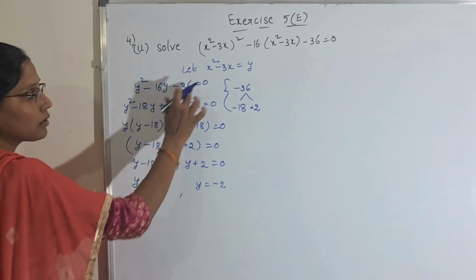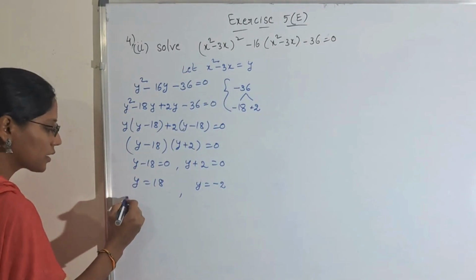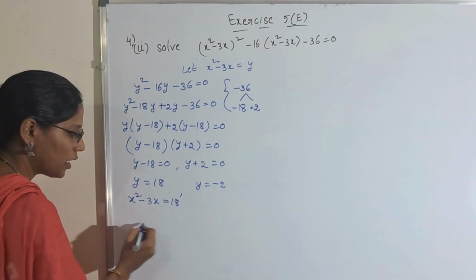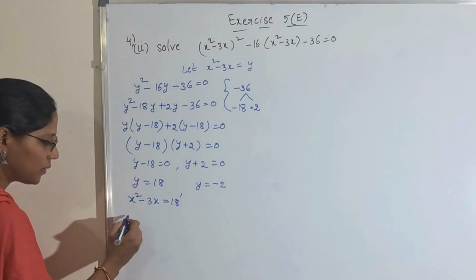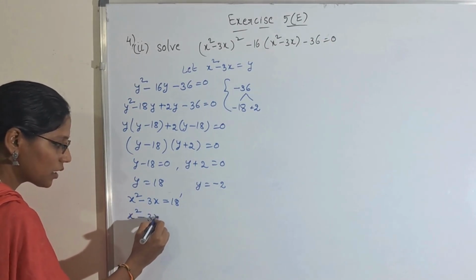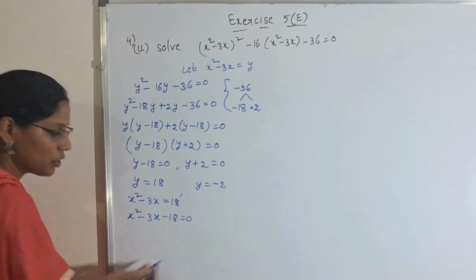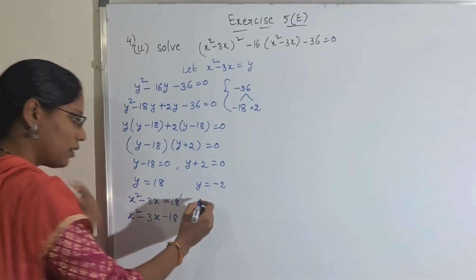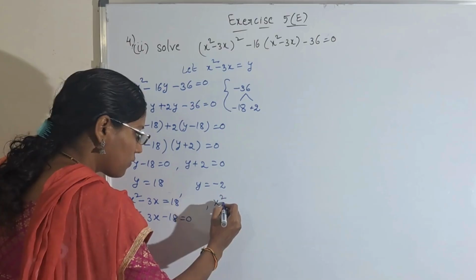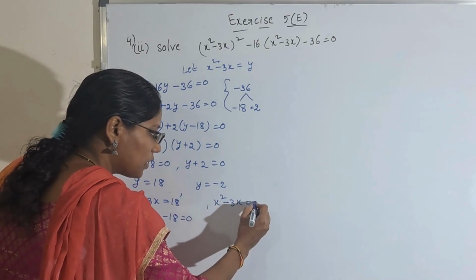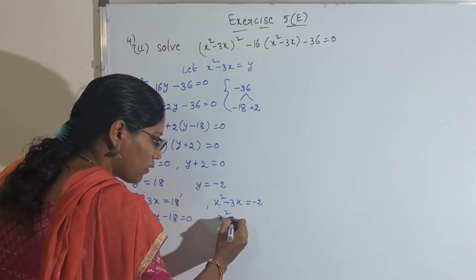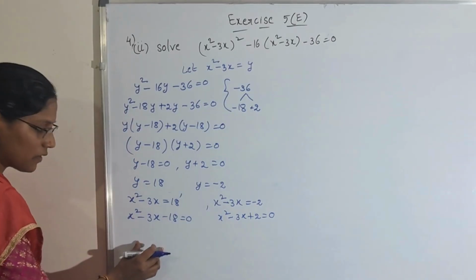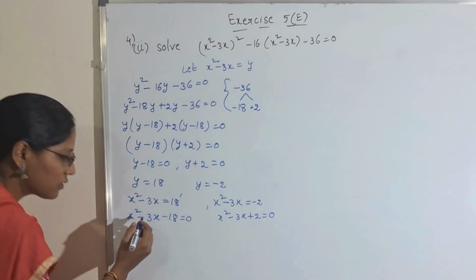But what is the y value? x square minus 3x. x square minus 3x is equal to 18. 18 we have to shift to the left side: x square minus 3x minus 18 equal to 0. First we will solve this one, next we will solve the other. Here how to write this? x square minus 3x is equal to minus 2, so x square minus 3x plus 2 equal to 0. First this equation we have to take and find out the x values.